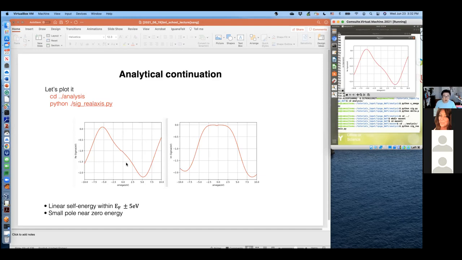So this is the real and imaginary part of the self energy on a real axis. What you can see is that the real part is almost linear within plus or minus 10 eV. And the imaginary part is almost zero here, but we have some small kink, which means that we have some small poles there. But overall, maybe we can just safely neglect this feature. However, for the numerical calculation, I will just use this feature for the whole numerical value for the spectral function calculation.